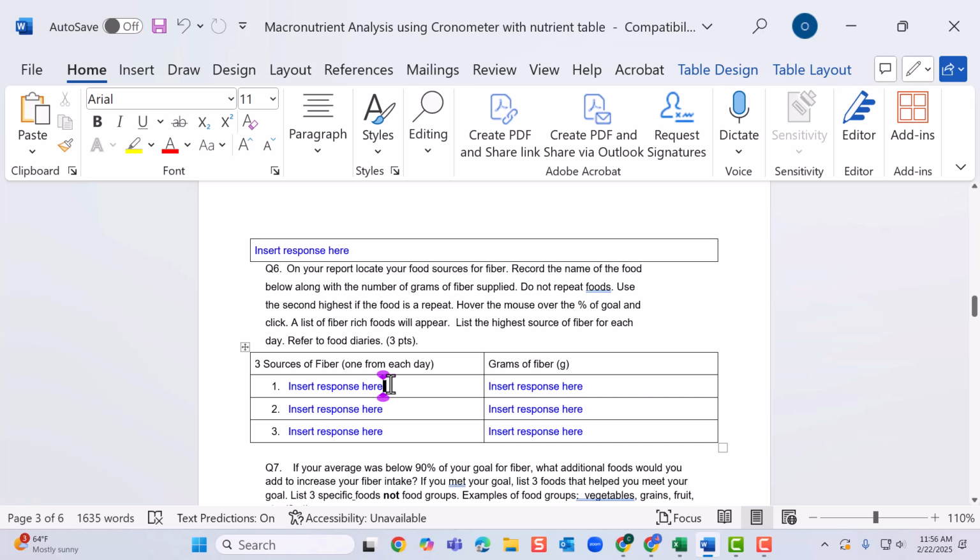So the first one, and notice it just says enter. I need your responses to be in blue or red. So Subway sandwich, and it was 4 grams. And then banana at 2.3 grams.